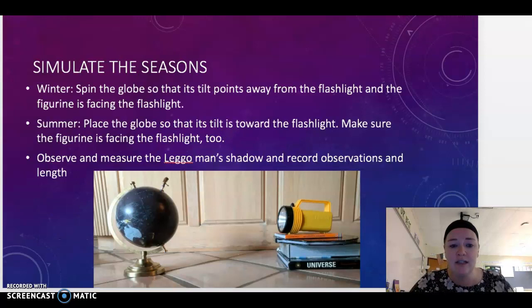And then for each of the seasons, you're going to simulate them. So in winter, you spin the globe so the tilt points away from the flashlight and the figurine is facing the flashlight, and summer is the opposite. And then students observe and measure the Lego man's shadow and record observations on the length. That's where the measuring tape comes in.